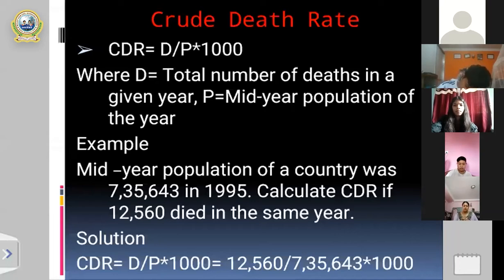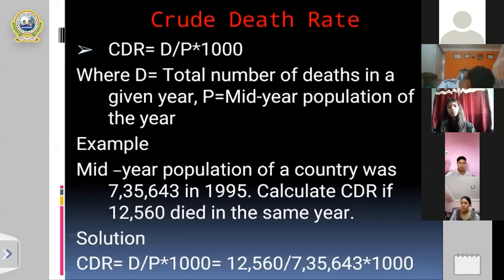After the formula of CDR, I have mentioned one example to clarify how to calculate CDR. You can see the example, and from this one example, you can also create the next example by taking some useful data in a certain year. Now let's see the example of CDR.